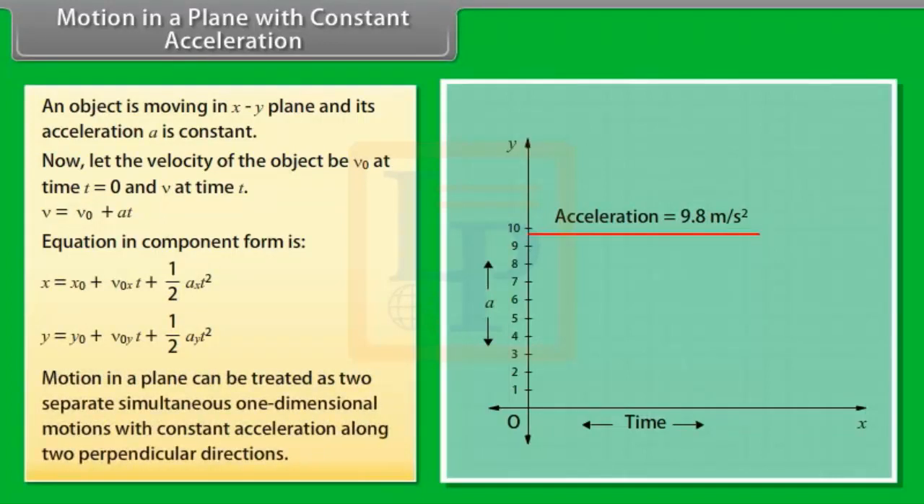motion in a plane can be treated as two separate simultaneous one-dimensional motions with constant acceleration along two perpendicular directions. These results are also valid for three-dimensional motion.